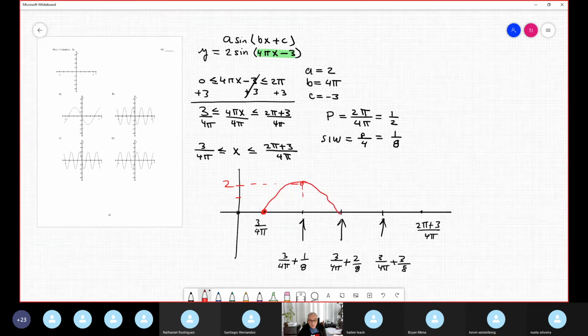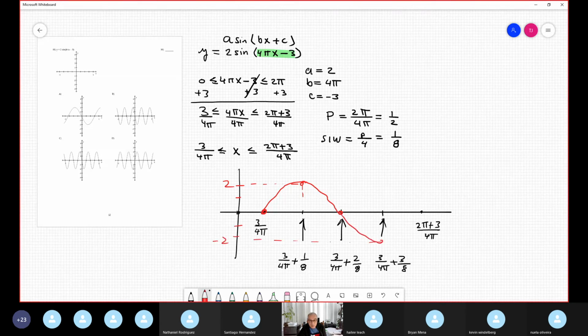This is 0 again. This is -2 now. And this value. And this is 0. Okay? And you expect one sine function that contains a phase shift. What is the phase shift? Phase shift is that distance.